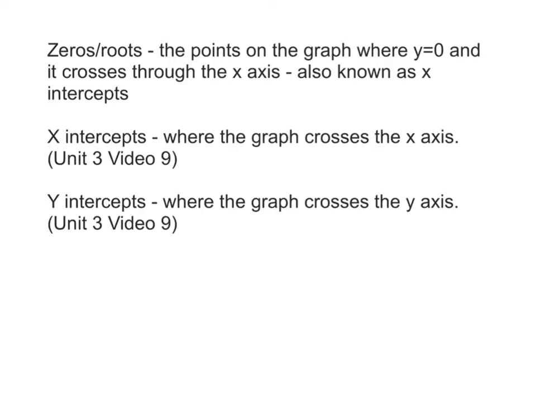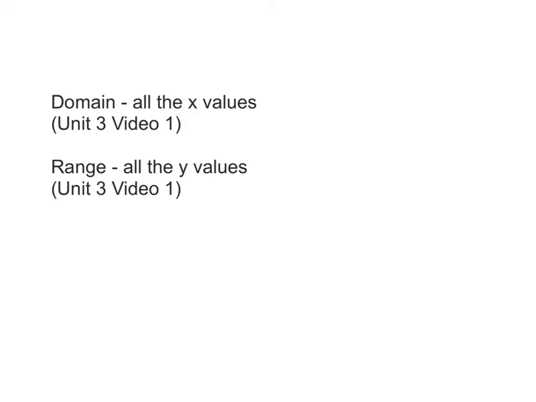Zeros/roots are the points on the graph where y equals 0 and it crosses through the x-axis, also known as the x-intercepts. X-intercepts are where the graph crosses the x-axis. Again, you can find that in Unit 3, Video 9 for more explanations. Y-intercepts are where the graph crosses the y-axis. Domain and range we covered back in Unit 3, Video 1. Domain, if you remember, are all the x values, and range are all the y values.